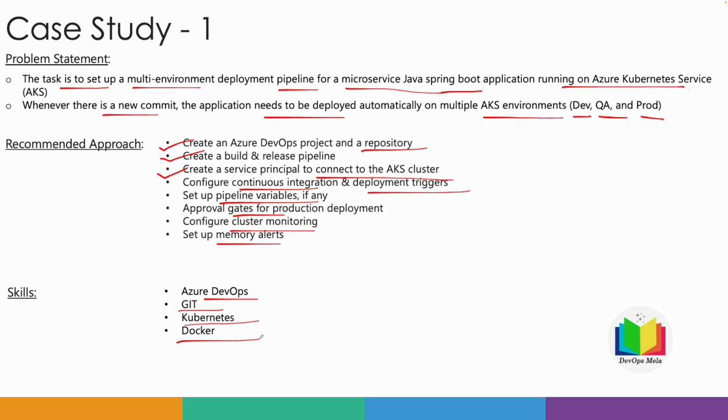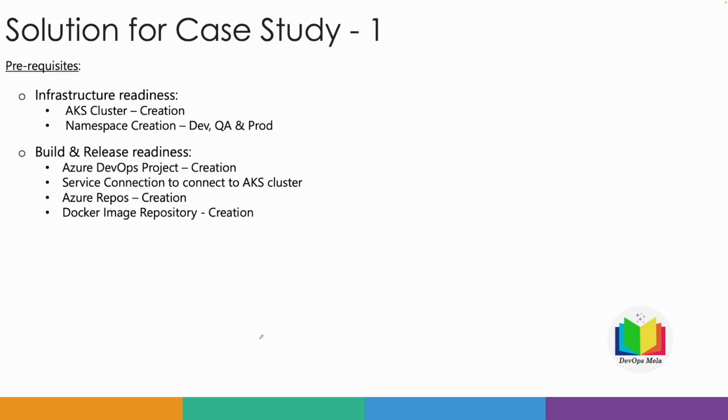There are some prerequisites which we'll focus on before we start doing this case study. What are the prerequisites? We need to have the infra created. It's not given how the infra needs to be created, so we'll assume that the infra is already created. So we need to have an AKS cluster created. As mentioned, we need dev, QA and prod, so we'll have three different namespaces created through which we'll do the isolation.